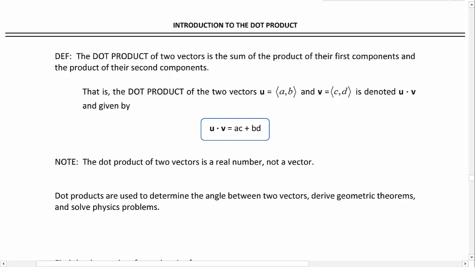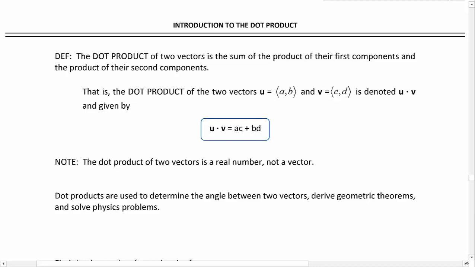In this video, we'll be introducing the dot product. The dot product of two vectors is the sum of the product of their first components and the product of their second components. That is, the dot product of two vectors, u being ⟨a, b⟩ and v being ⟨c, d⟩, is denoted u dot v, like a bold-faced multiplication dot, and is equal to a times c plus b times d.